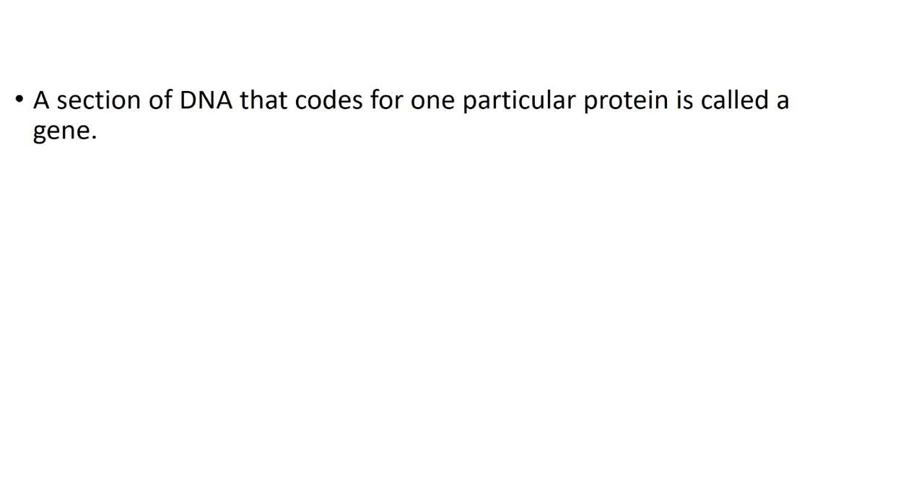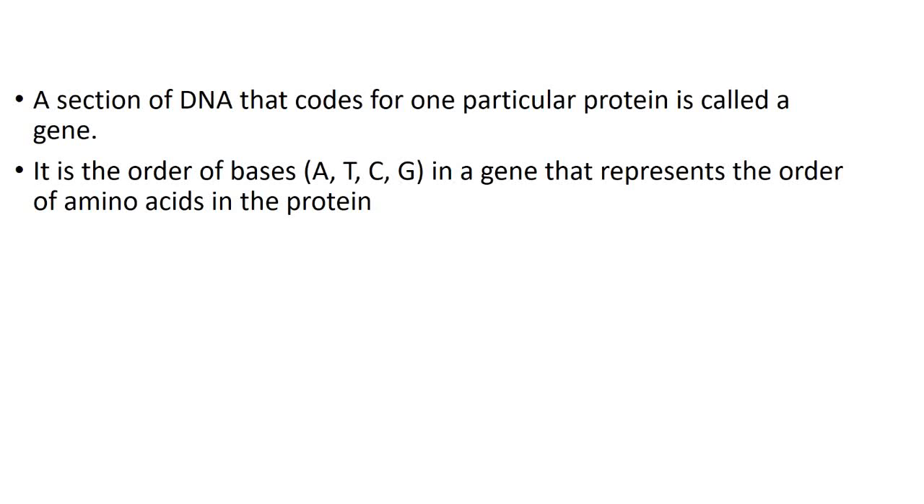A section of DNA that codes for one particular protein is called a gene. It's the order of bases: A for adenine, T for thymine, C for cytosine, and G for guanine in a gene that represents the order of amino acids in the protein.